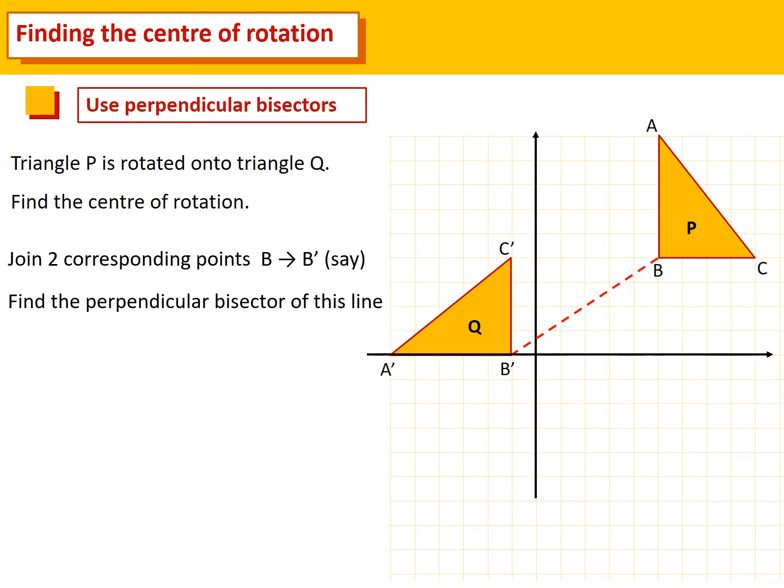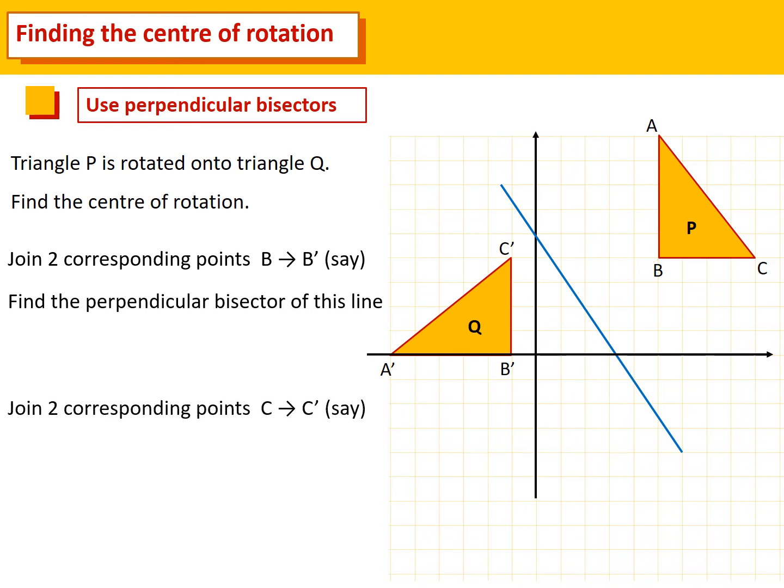Then we find the perpendicular bisector of the line we've just drawn. A bisector means you cut it in half, so we want to find the middle of the line we've just drawn. And perpendicular means at 90 degrees to. So we want to draw a line at 90 degrees to our red dotted line, which cuts it right in the middle. And that's the line there marked on the blue line.